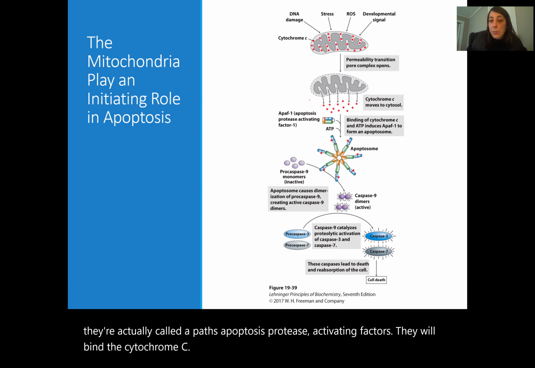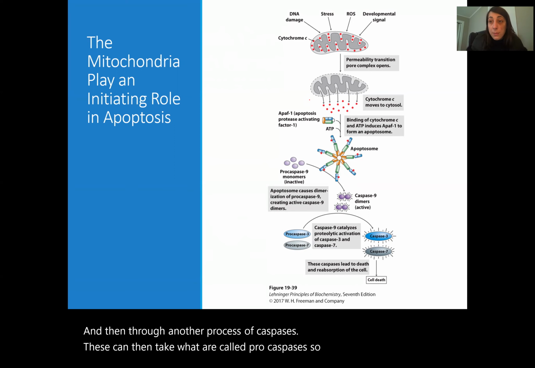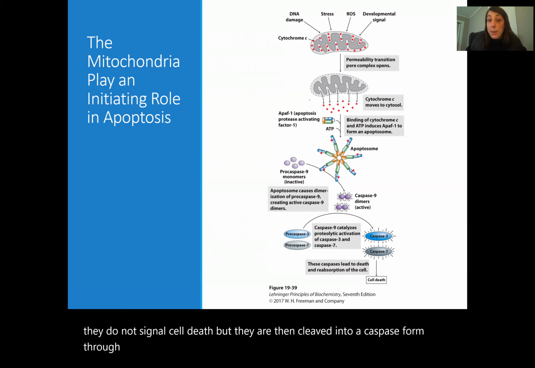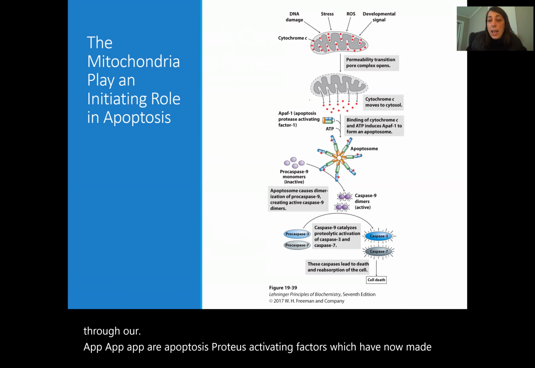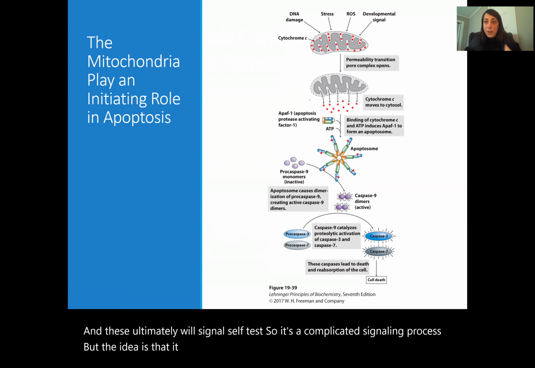and then through another process of caspases, these can take what are called procaspases. In their procaspase form, they do not signal cell death, but they are then cleaved into a caspase form through our apoptosis protease activating factors, which have now made a complex. And these ultimately will signal cell death. So it's a complicated signaling process, but the idea is that it starts off at the mitochondria and from the release of cytochrome C.